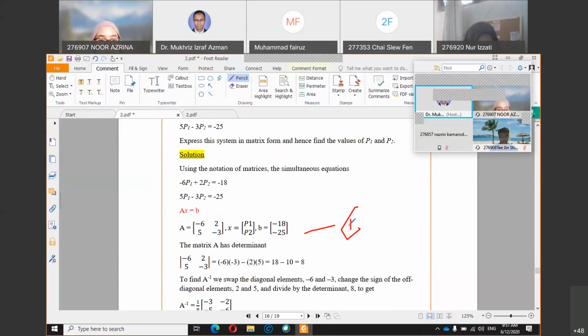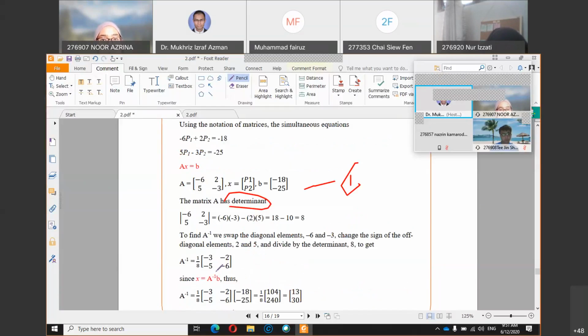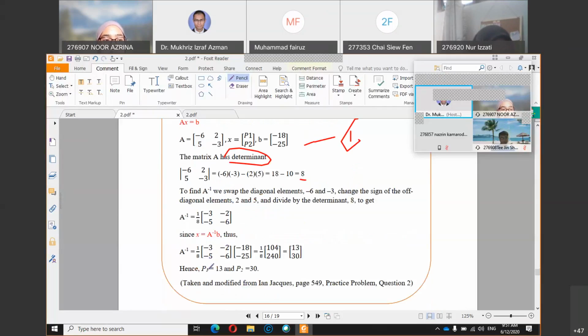I think it's quite clear from the example. First find the determinant. As I mentioned just now, the modulus A sign stands for the determinant of A, which is the product of cross multiplication. Once you get the determinant of A, 8, then 1 over the determinant, and you use the formula: swap the diagonal elements and put the negative sign for B and C. Then the rest you solve for it.